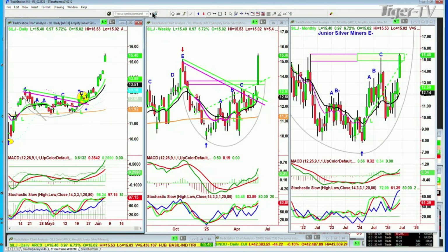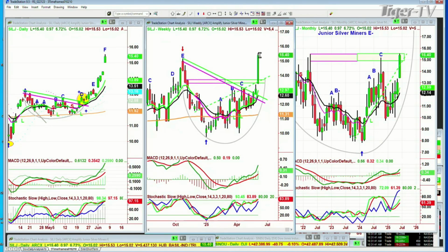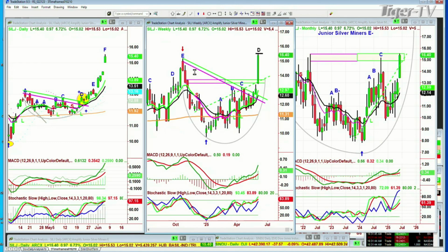The 9-period moving average is fantastic. MACD is good. Stochastic's flat at 97%. That's fabulous. So this broke out. Now, that's gone to a leg D. Just this week alone, just look at this huge spike. Now, it's gone above the previous high, about 15.20. Here it is at 15. The high today's 15.53.